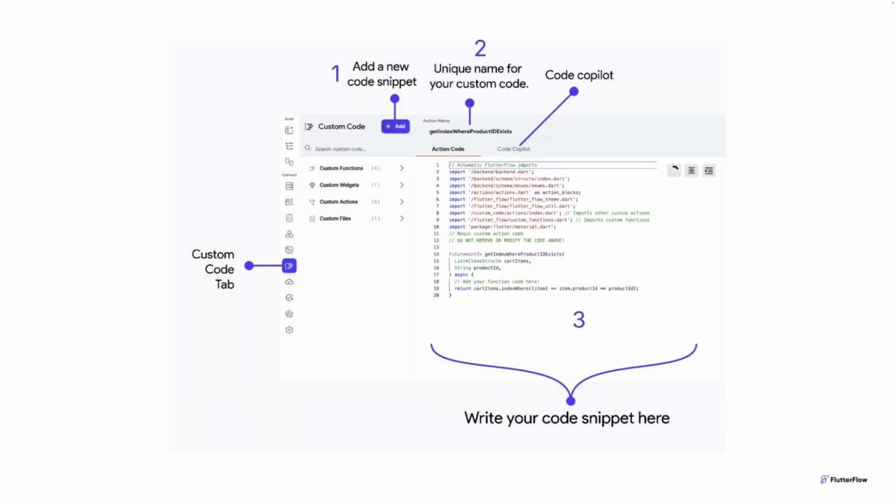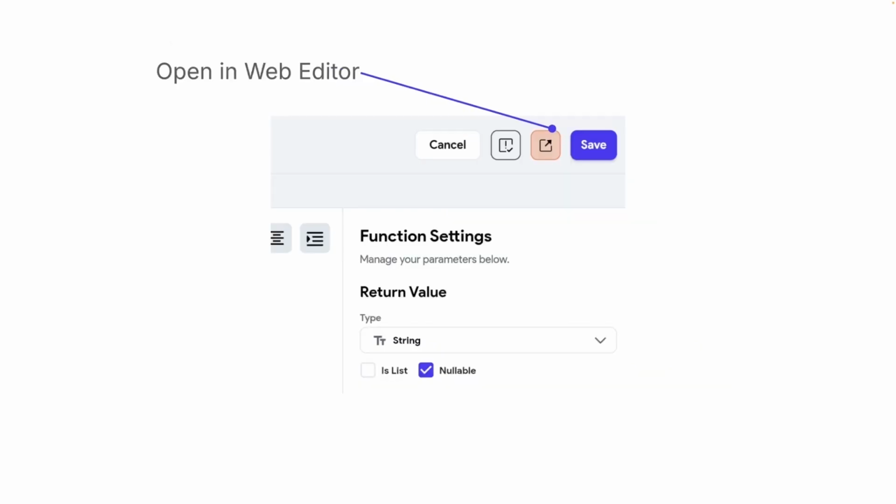First, select the Custom Code tab from the navigation menu. After selecting the Custom Code tab, you will see a UI that lets you select your new code snippet. First, give it a unique name and generate code using the Code Snippet Editor or Code Copilot. One tip, if you're using the desktop version, I recommend using the FlutterFlow Web Code Editor and not the desktop version for a better user experience.